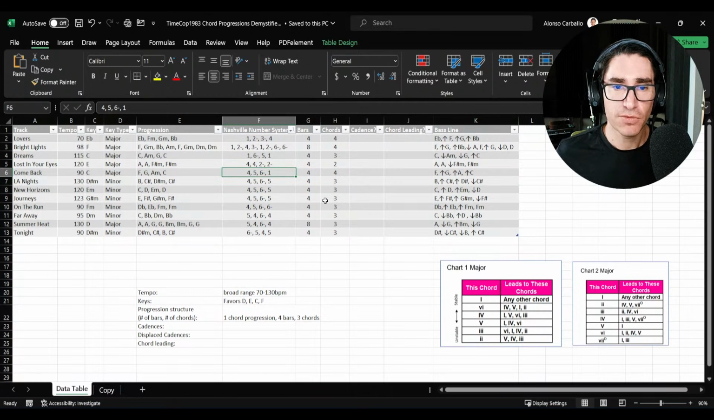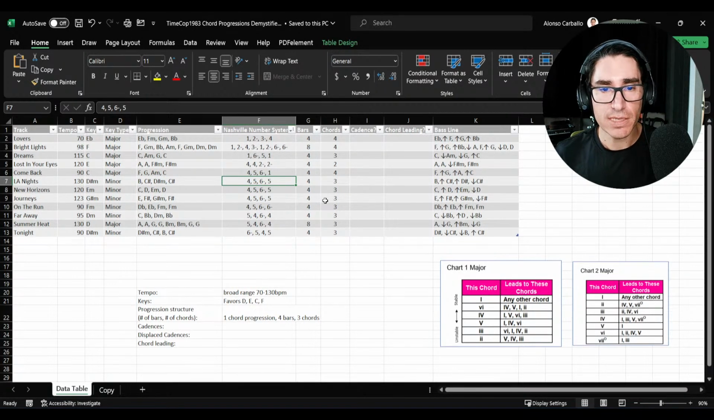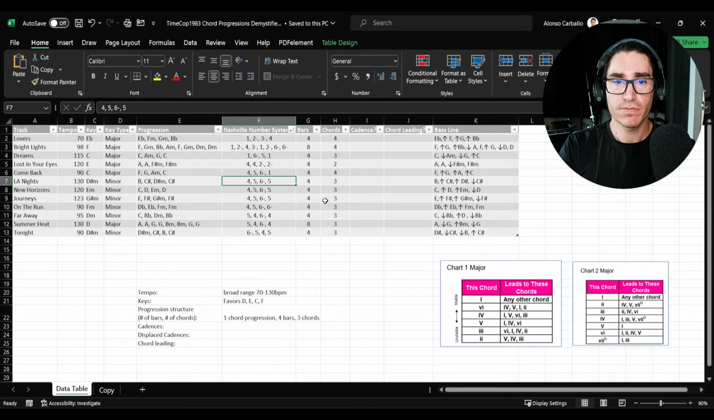Next one, 4/5/6/1. This is F major, G major, A minor, and C major. Sounds like this. Again, G, A minor, C. Cool. All of these three are the same, so I'm obviously gonna just play them once. This is F major, G major, A minor, and G major. Sounds like this.